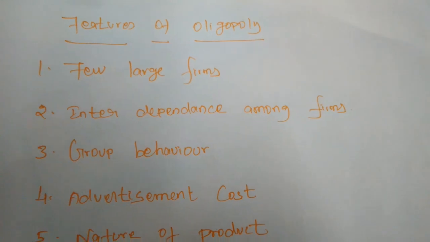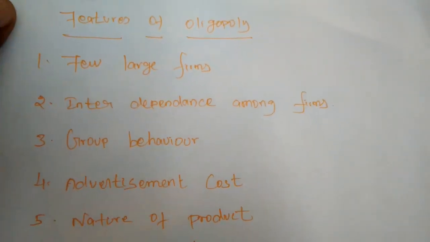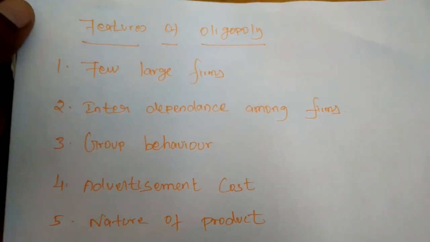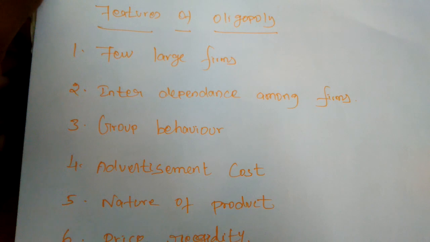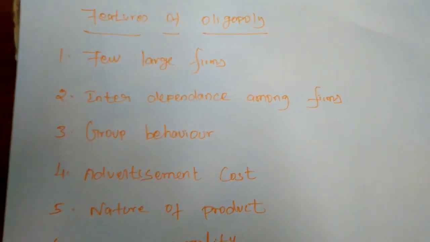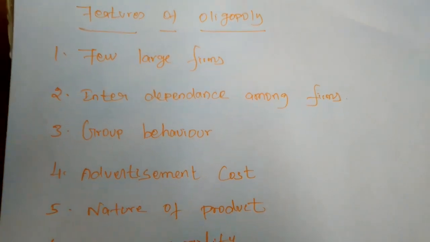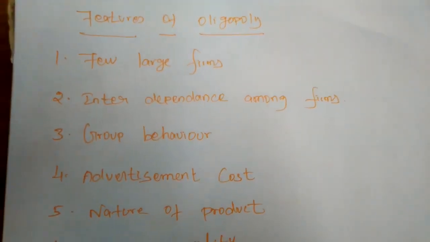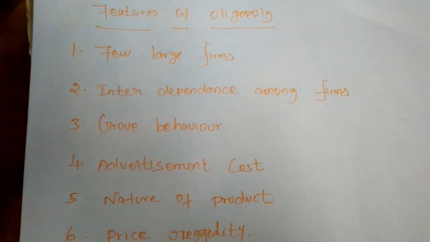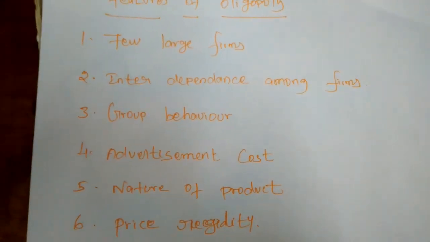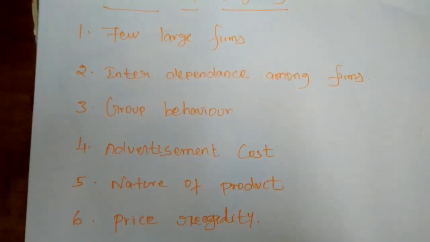Next, the features of oligopoly. This oligopoly market also has some special features. What are the features? The first one is few large firms. These oligopoly companies will mostly be large firms, but only a few firms will be there. Very few big firms own major control of the whole market by producing a major portion of the market demand.